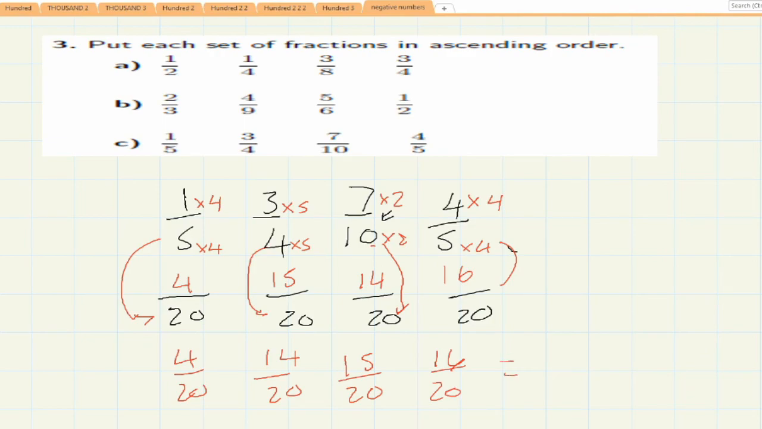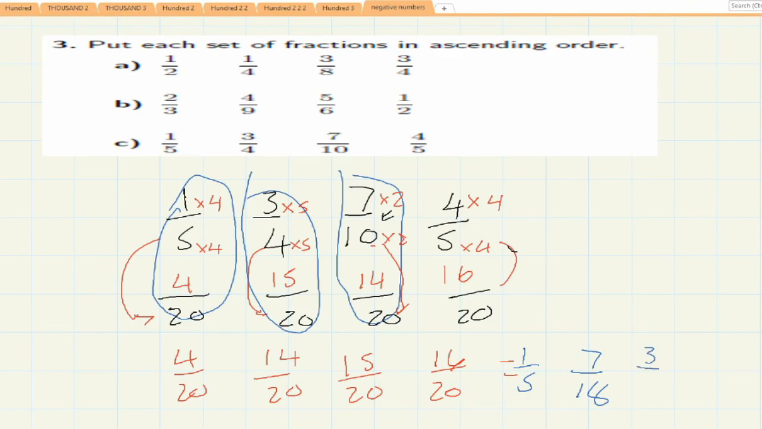So which one was 4 out of 20? That was 1/5. That's my smallest number. There you go, circled it. Then I go to 14 out of 20, which is 7 out of 10. That's my second smallest number, and I've put a little circle around it. And then I've got 15 out of 20, which is my third, and I put a little circle around that one. And then finally, I've got 16 out of 20, which is my largest fraction, and that is 4 out of 5.